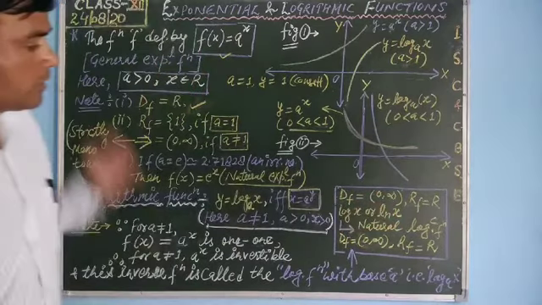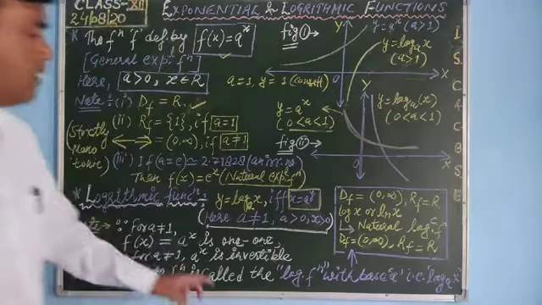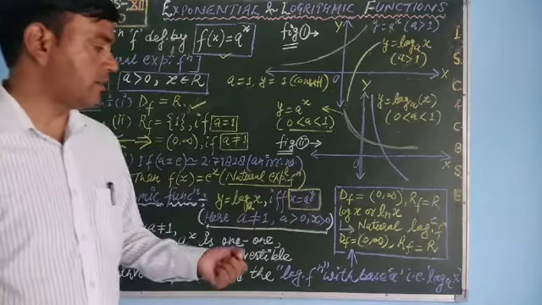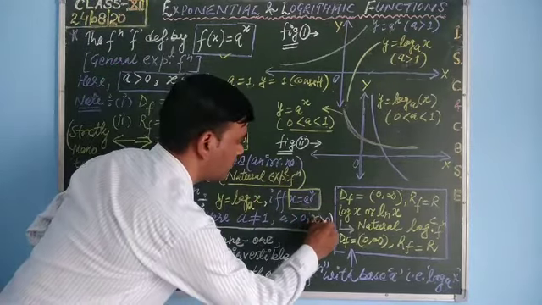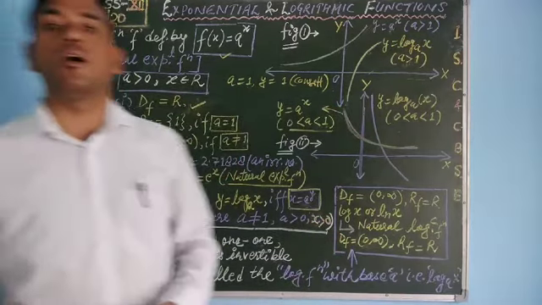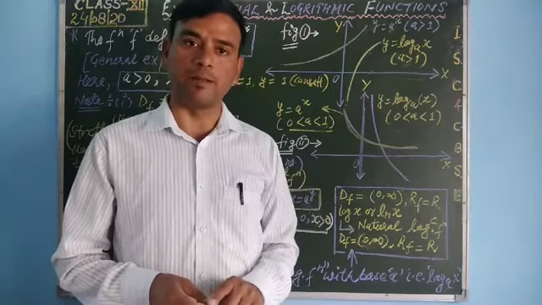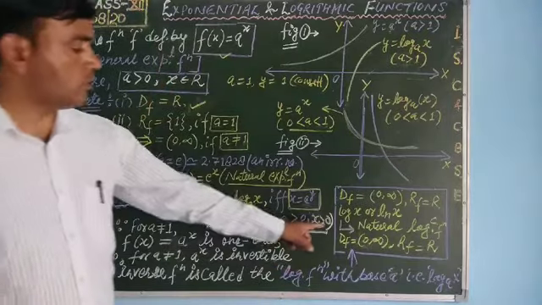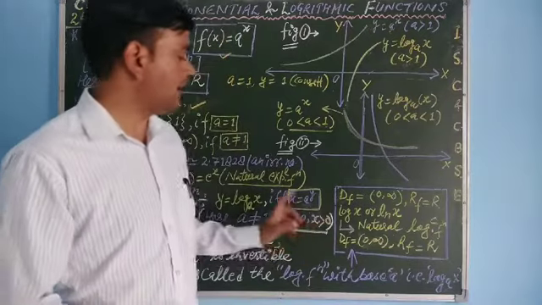Okay, and one more thing you know, the logarithmic function is not defined for any negative real number or 0. That's why x is always greater than 0 for the logarithmic function. It means the logarithmic function is only defined for all positive real numbers. x must not be 0 and x should not be a negative number.